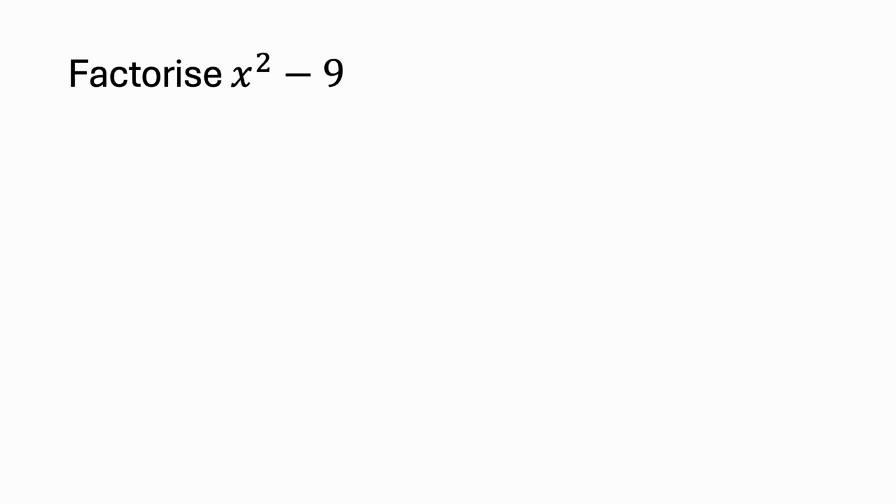So let's look at this one here. x squared minus 9. x squared is a squared term, and 9 is also a squared term. So that already tells us that we're going to be doing difference of two squares.